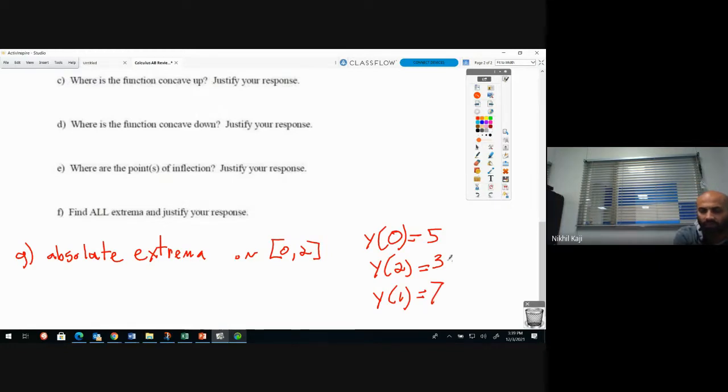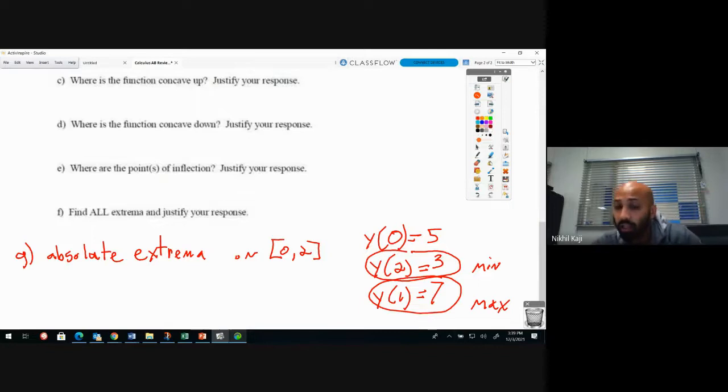All right, so on this window, this would be my max. Or sorry, this would be my min. That's my lowest y value. This would be my max. This is not relative max or min. These are absolute. These are just the highest and lowest points on the graph in this window. If we zoomed in just to this window, we didn't see anything else. And that's it.